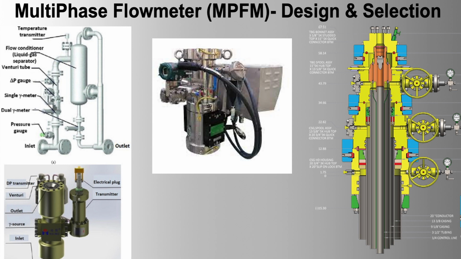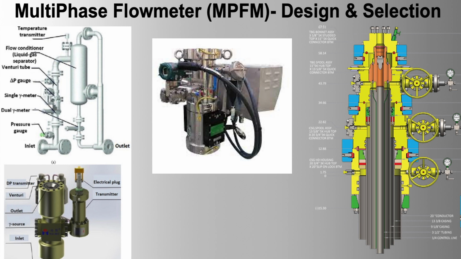1. Measurement principles. Venturi-based measures differential pressure to determine flow rates. Gamma densitometry uses gamma rays to measure phase fractions. Electromagnetic measures the conductivity of the fluid to determine phase composition. Impedance-based measures the impedance of the fluid to determine phase fractions.